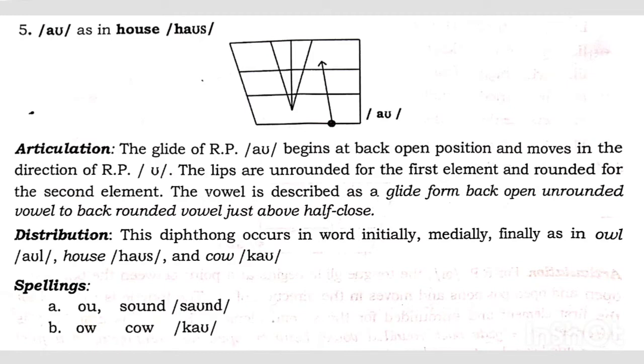We have to see the spellings for that. Spellings given are sound: O and U stand for the glide ow. And in the word cow, O and W stand for the glide ow, as in cow.